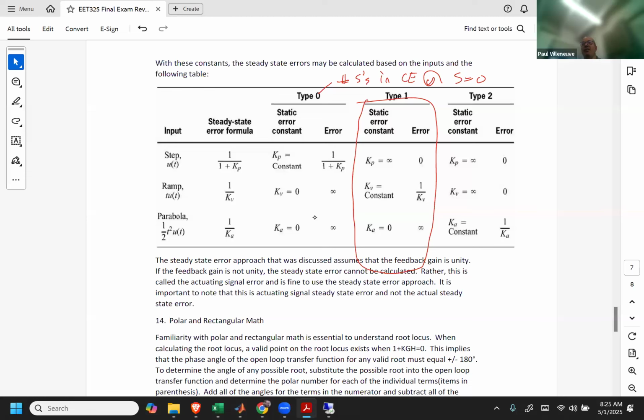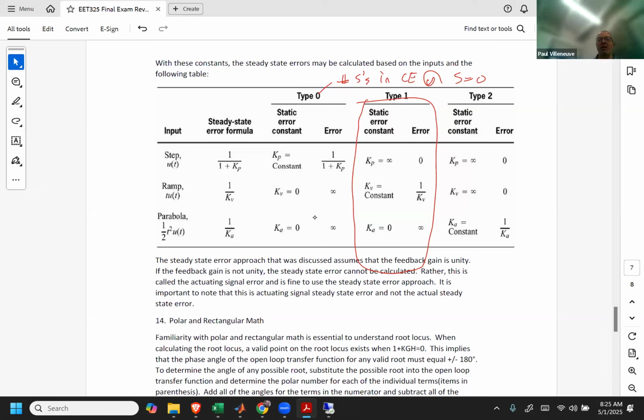Well, I can see that K sub P is going to be equal to infinity. I don't need to calculate it. And my steady state error is going to be 0. I don't have to do any work. So if I give you a type 1 system and I give you a step input, you can go to the table and say, my position constant is infinity and my error is equal to 0. You have no work to do.